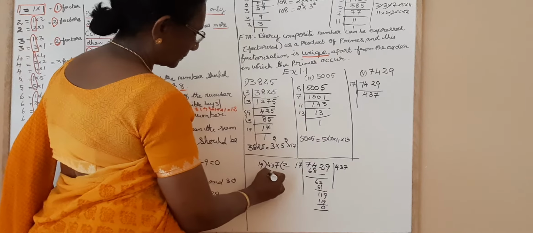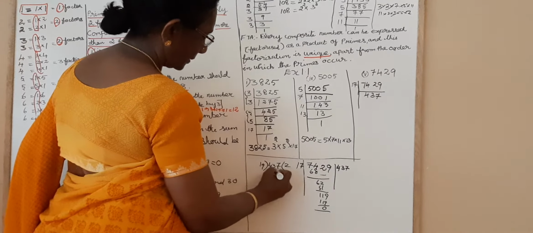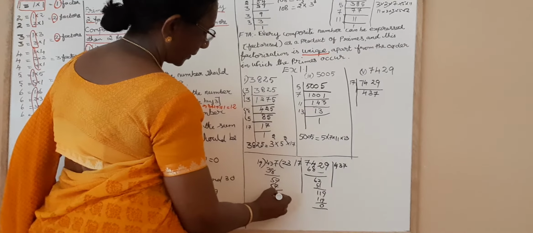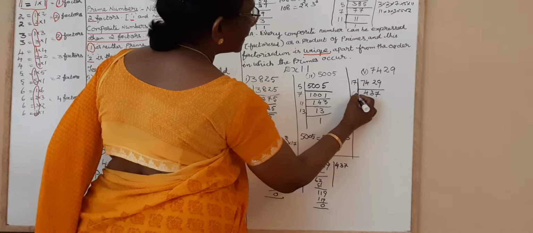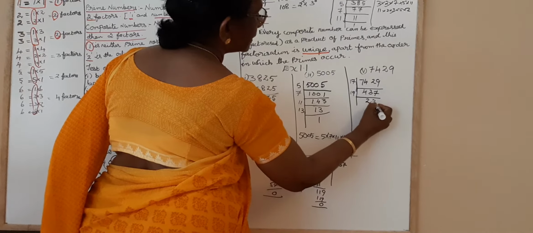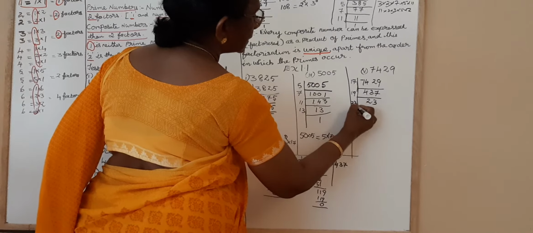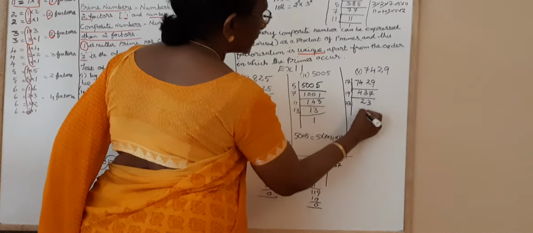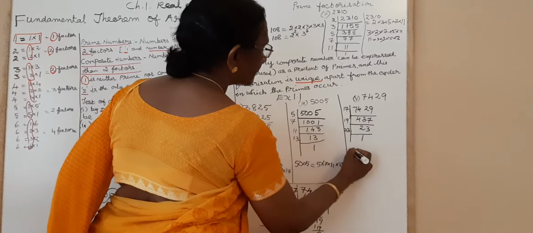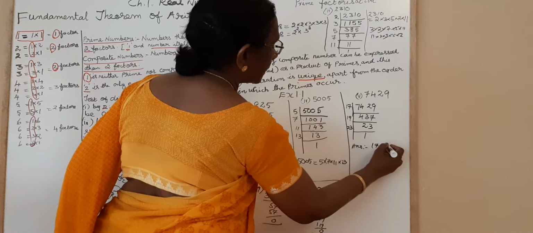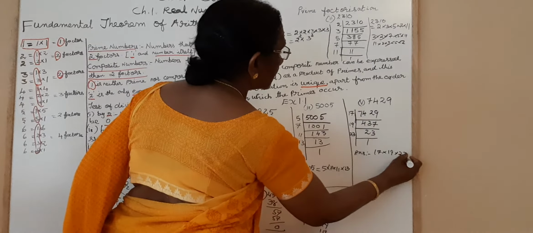19 twos are 38, 19 twenty-threes are 437. So we get 23. It's a prime number. All of you know 23 is a prime number. So the answer is 17 into 19 into 23.